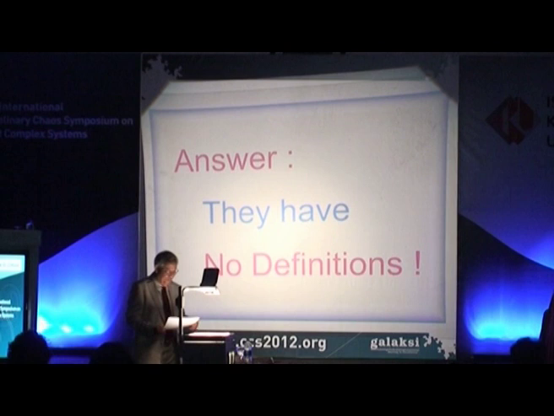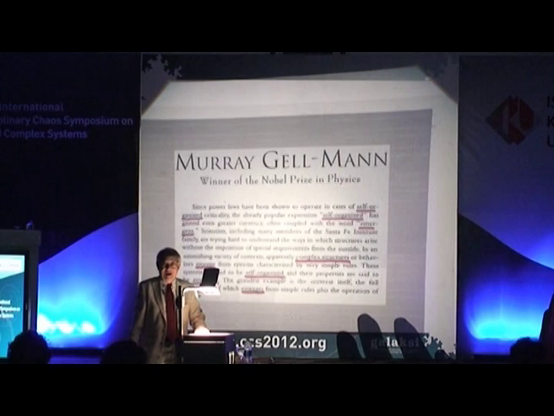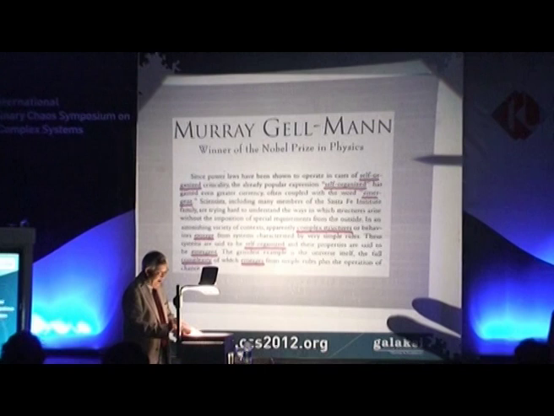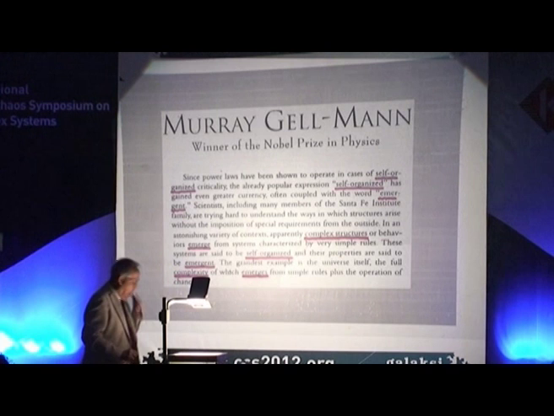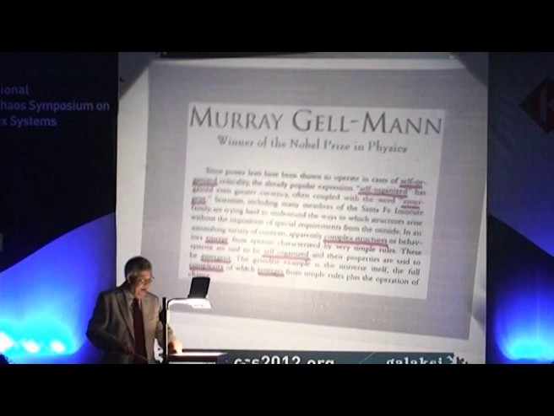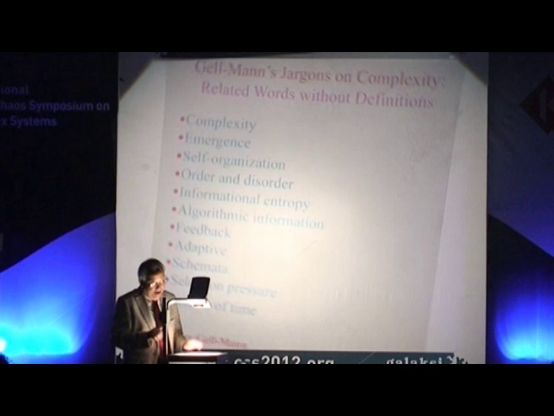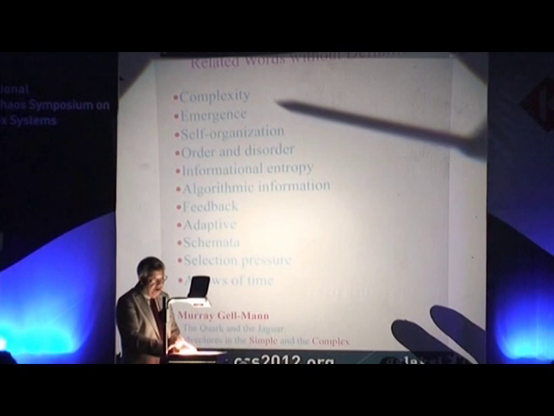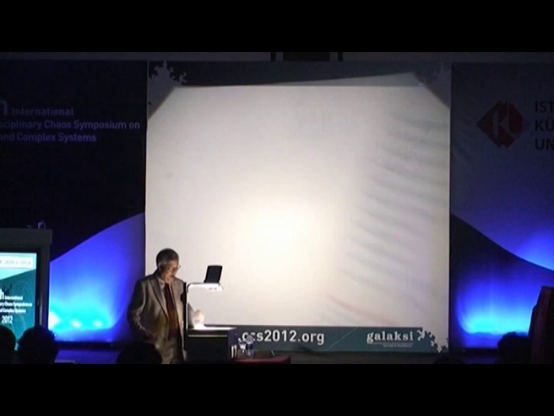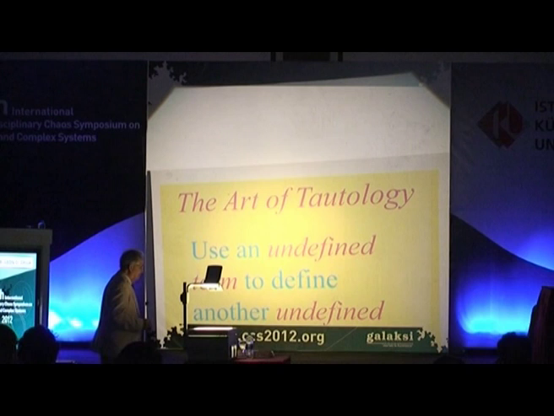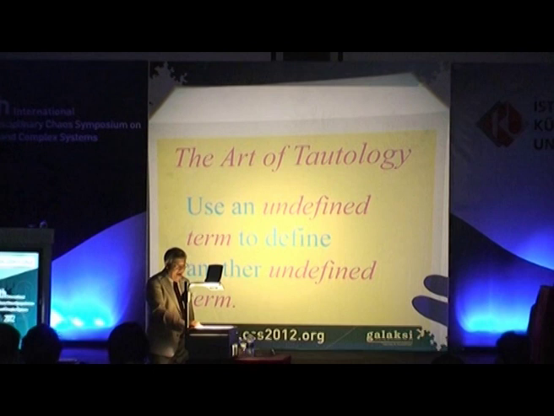Just to give you an example, Murray Gell-Mann, whom most of you know, this is just one page from his famous book. I have underlined a few words. You can see self-organized, emergence, complex structure, emerge, self-organized, complexity, etc. So he has used at least these three words two or three times in this one paragraph. And in fact, if you look through Gell-Mann's entire book on complexity, you will see that he used all of these words that I listed here many, many times, interchangeably, meaning the same thing without a definition. I call this the art of tautology, which means that you use an undefined term to define another undefined term.